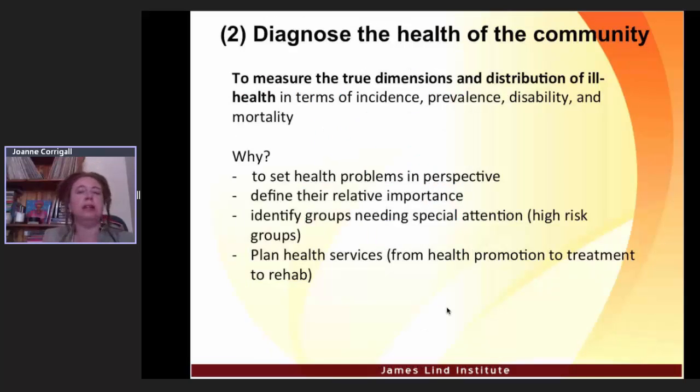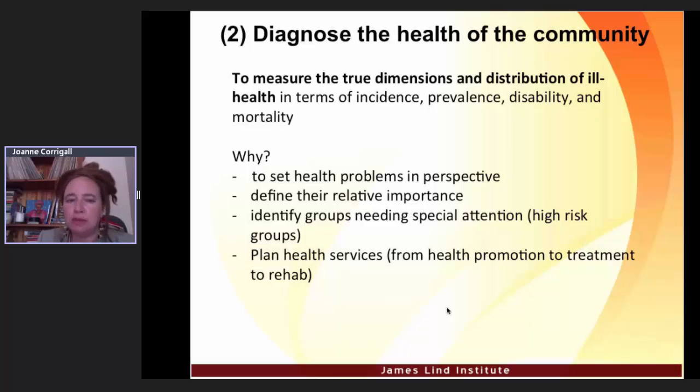All right, then the second application of epidemiology that we're going to have a look at is how we use epidemiology to diagnose the health of the community. So this is no longer historical, but in real time. So we need to measure the true dimensions and distribution of ill health in terms of incidence, prevalence, disability, and mortality. So why do we need to know this information?